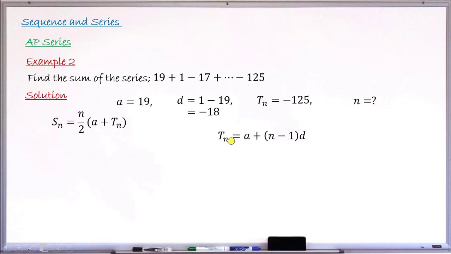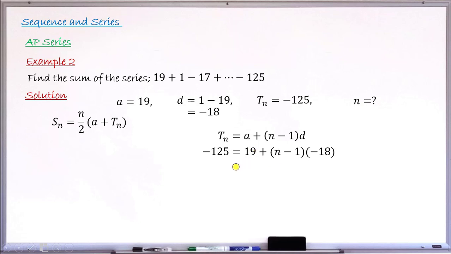So substituting Tn by this minus 125 and substituting other variables, I'm going to have minus 125 equals 19, your first term, plus bracket open, inside is n minus 1 multiplied by your d, which is minus 18. Look at it here. So simplifying this will enable you to get n, and that n will be the number of terms. Then you can go back to this main formula and substitute n, a, and Tn, so that you can find the sum of those terms of that AP. So let me just move.